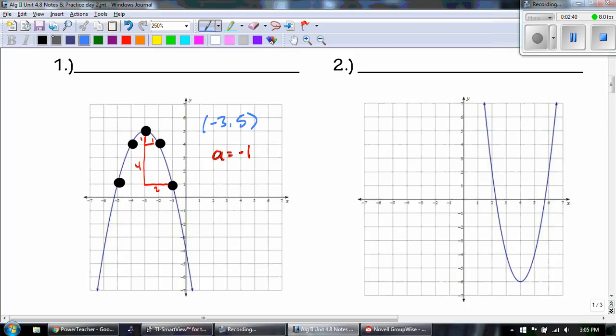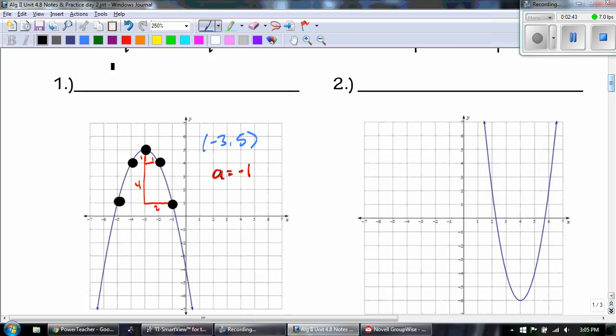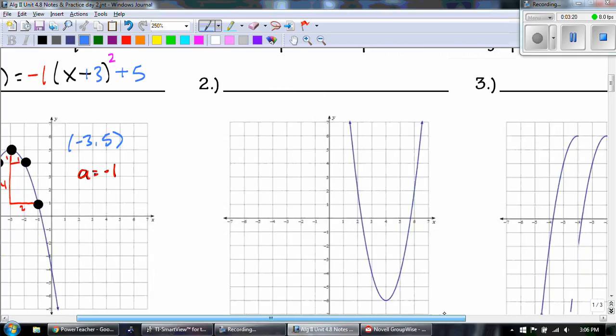So as we start to write this in, okay, function, it doesn't really matter. We'll just call this one f of x. So f of x equals -1, that's my pattern, x. I take the opposite, so it should be minus, but it's going to be the opposite of that, so it's going to be 3. Don't forget it has to be squared, and then +5. Okay, so y equals -1 parentheses x plus 3 squared +5. All right, number 2.